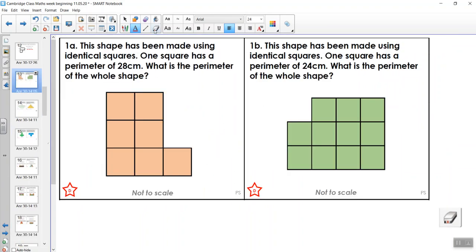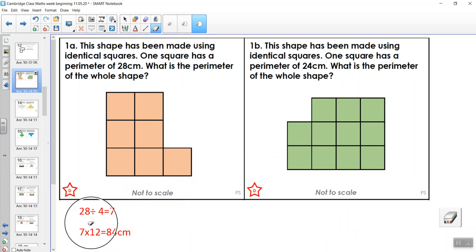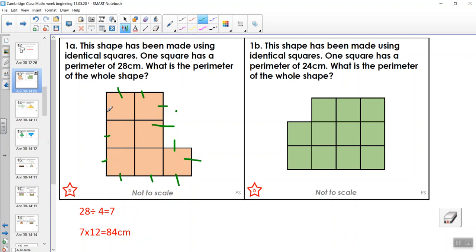Okay, so let's look at the first view. This shape has been made using identical squares, and that's your clue, identical squares. One square has a perimeter of 28 centimetres. What is the perimeter of the whole shape? I'm hoping you were able to identify that to find the perimeter, find the length of one side, you had to do 28 divided by 4, and that gave us 7. And then we needed to count up 1, 2, 3, 4, 5, 6, 7, 8, 9, 10, 11, 12 sides, and there's our answer.